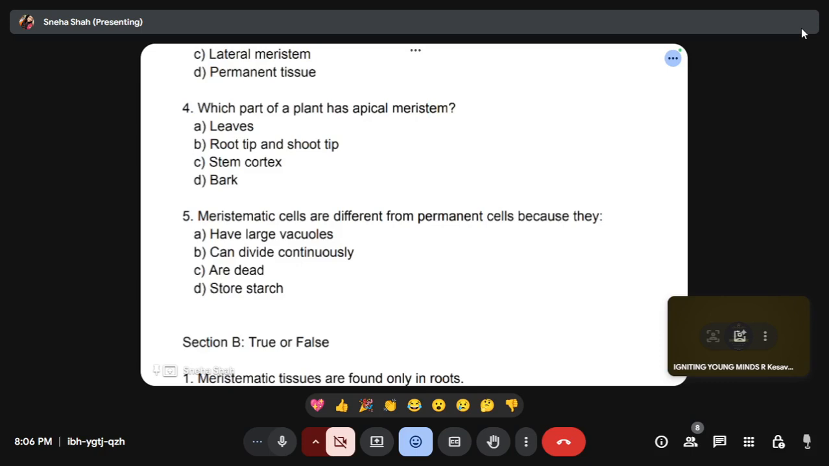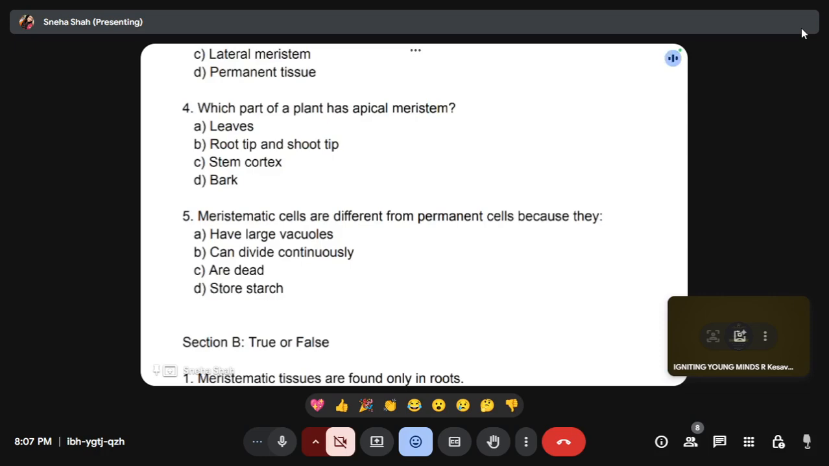Does anyone know what a stem cortex is? Ma'am, ground tissue of the stem, ma'am. Ground tissue. What does it mean? Present at the lower level of the stem, ma'am. No. Towards the ground, you are saying? I think so. No.